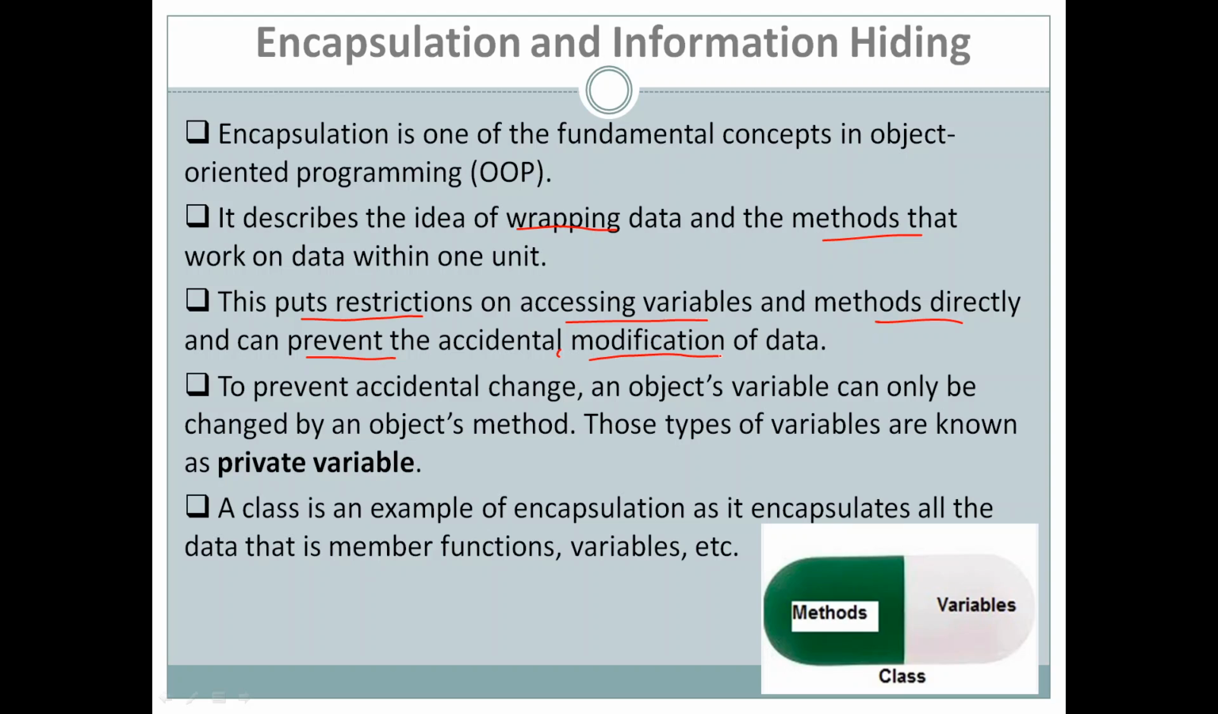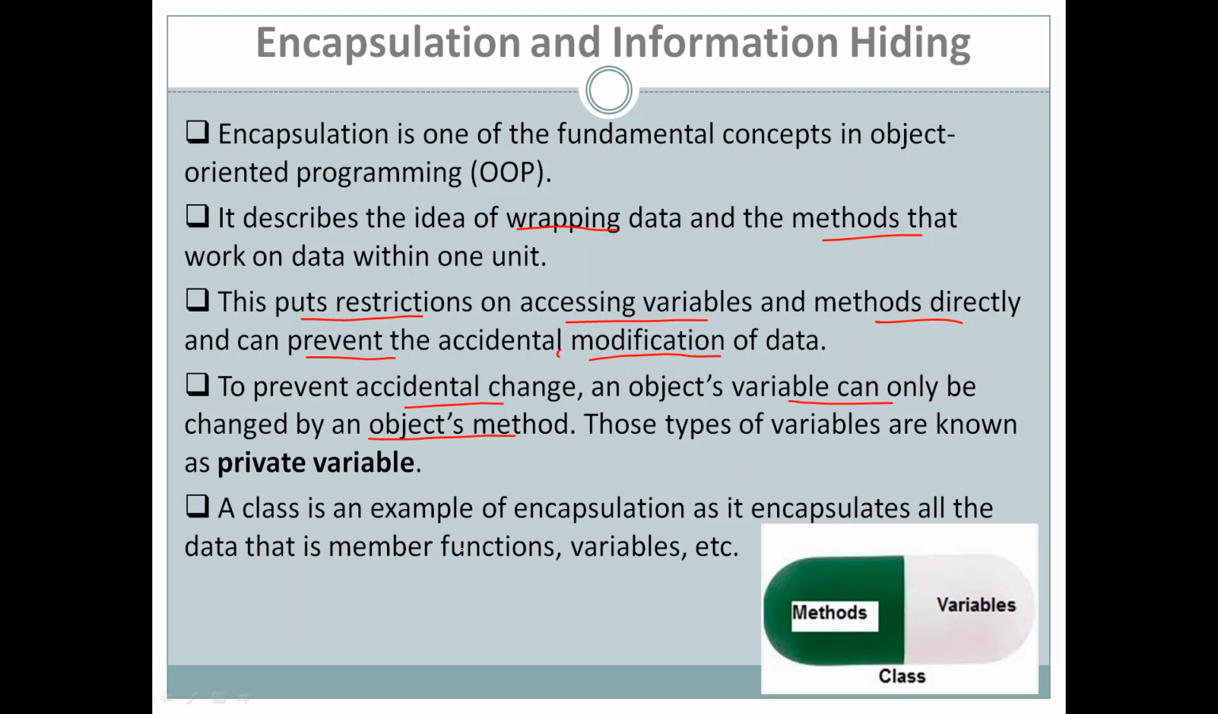So when we wrap data and methods into a single unit, that restricts the access to the data by external entities, which prevents accidental modification of the data. To prevent the accidental change, an object's variable can only be changed by an object's method.